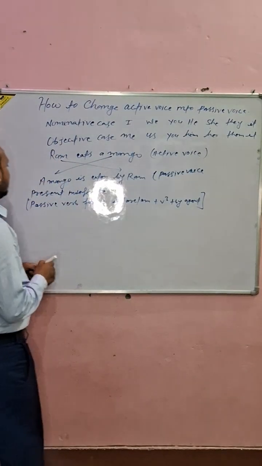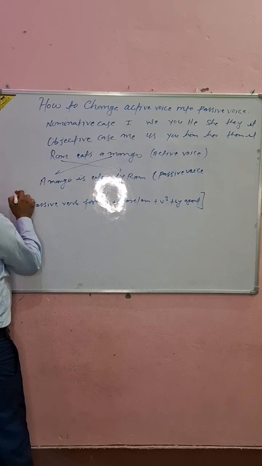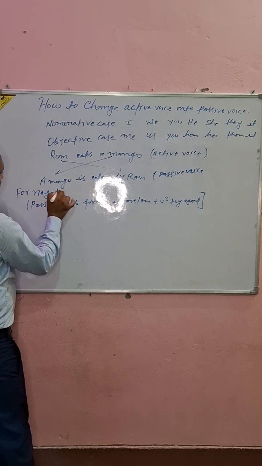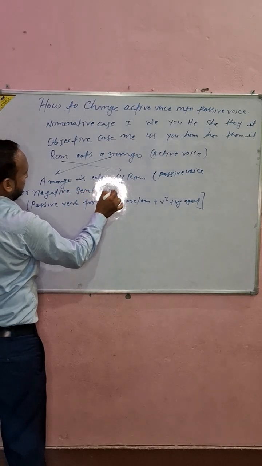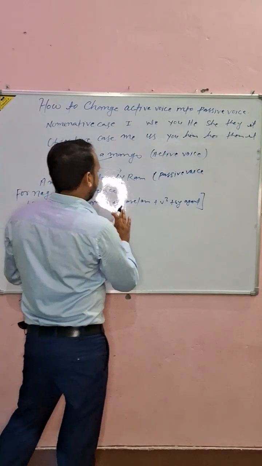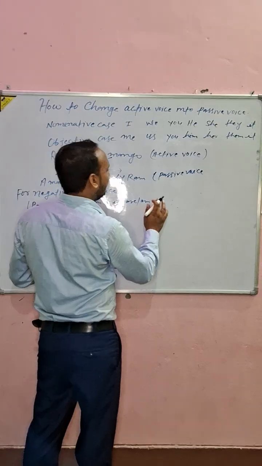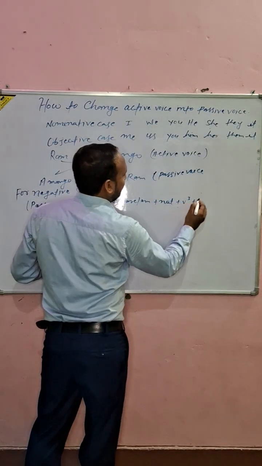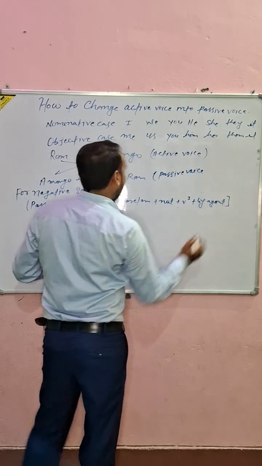Okay, so what would be the structure for a negative sentence? For a negative sentence, it is: is, are, am plus not plus verb 3 plus by agent. Like this we can change.